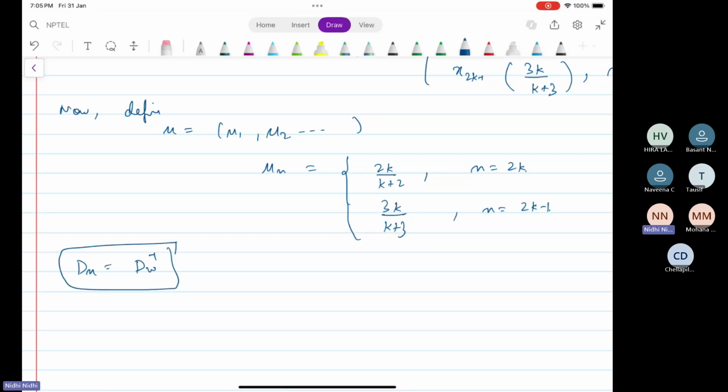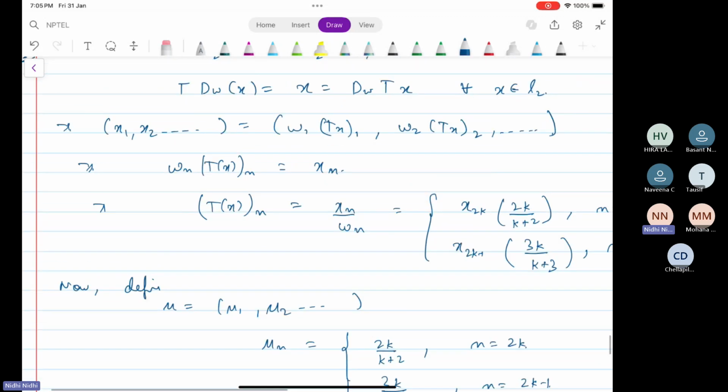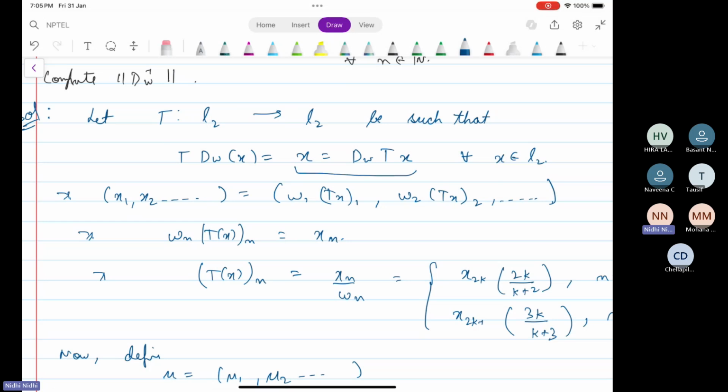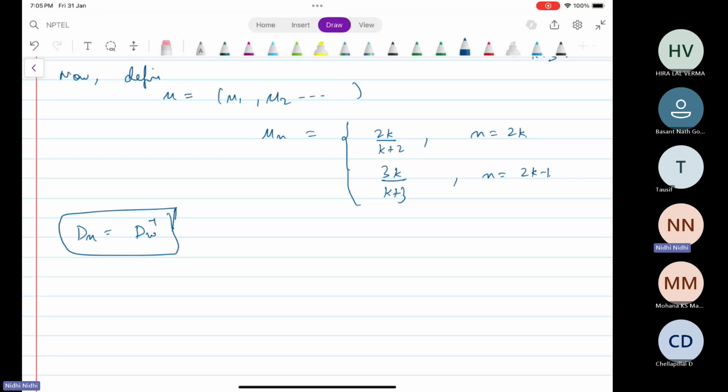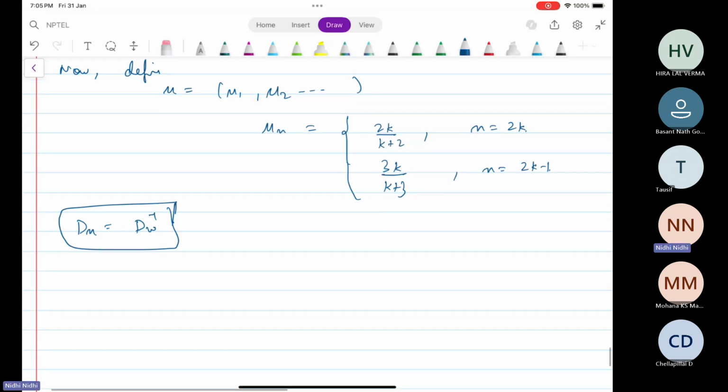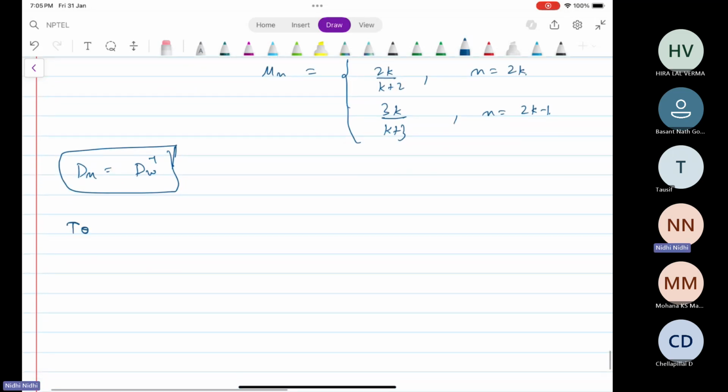I would like you to prove this yourself. Just take an arbitrary element in x. One side we have already seen. We have already seen this side. All you need to check is this side as well. So taking t to be du, you should get t of dw of x is equal to x. Okay, so this is our inverse. This dw is invertible. We need to compute the norm of dw inverse or du. To find, we need to find norm of du.